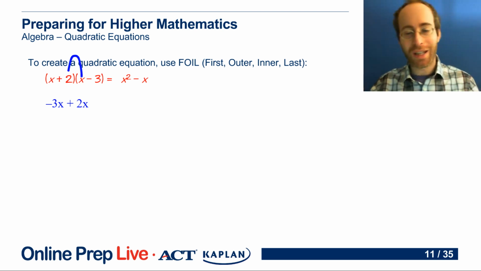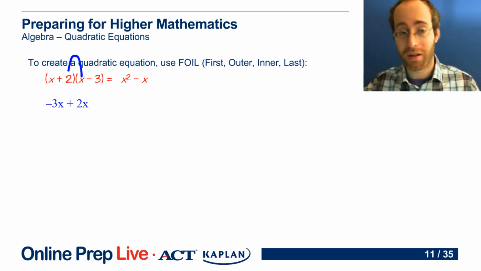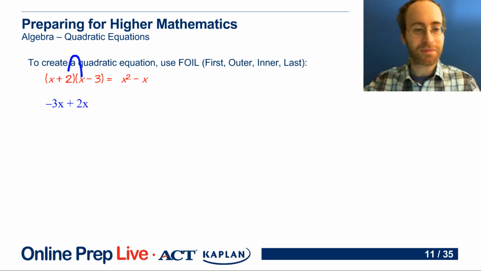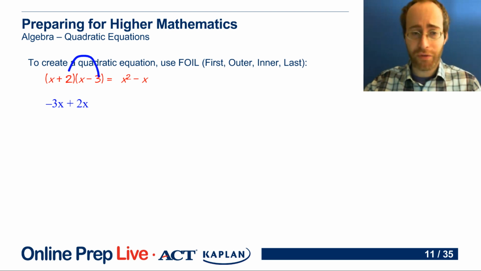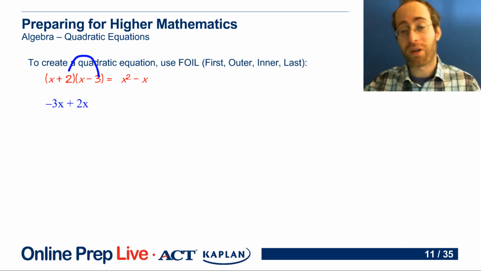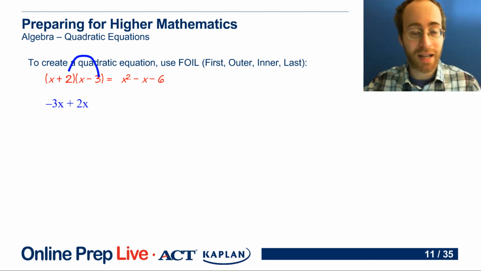And we're on to the L in FOIL, the last. Tell me please in the chat, what will be the last part of my answer? The last terms here are the 2 and the negative 3. 2 times negative 3 is, of course, negative 6. So we're going to end this up with a negative 6. So there we go. We have x squared minus x minus 6.